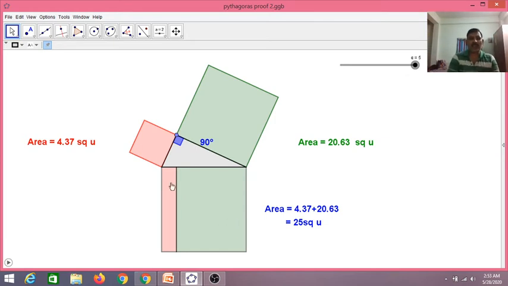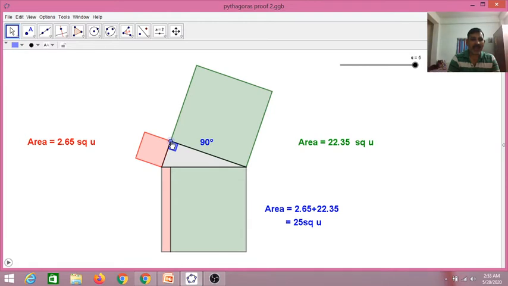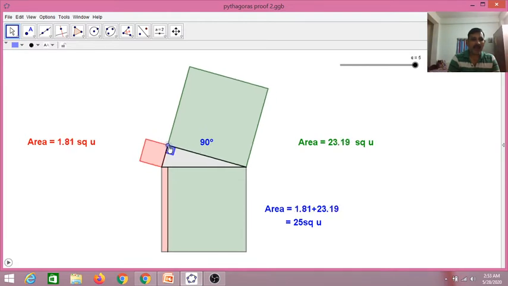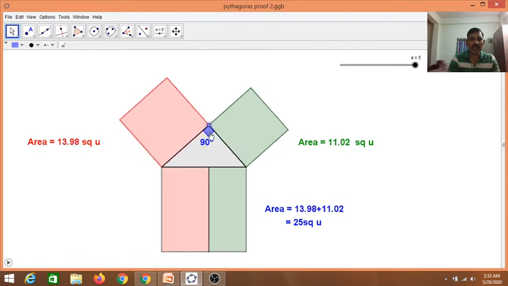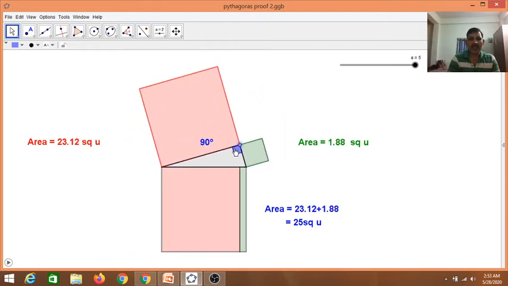Now you can observe that every time the sum of areas of these two is equal to the sum of areas of these two, that is, the area of the square on the hypotenuse. Just you can see how it will change. Right now you observe, if I increase the area of the red square, naturally the area of the rectangle which is red in color is also decreasing. On the other side, when the area of red is increasing, here also this is increasing and green is decreasing.